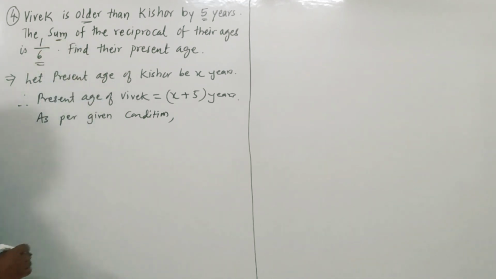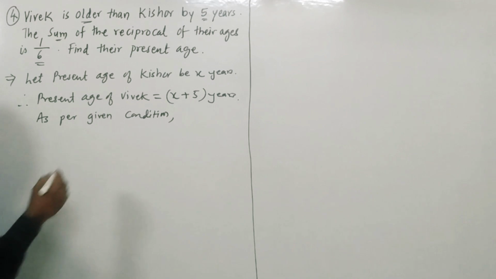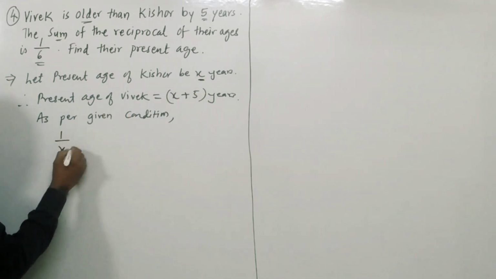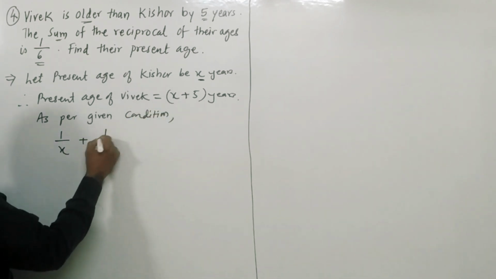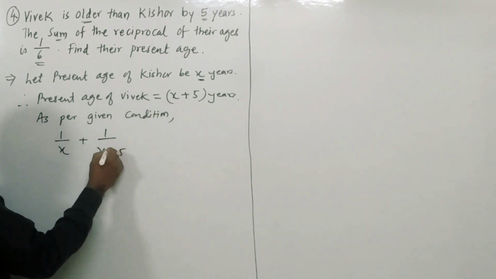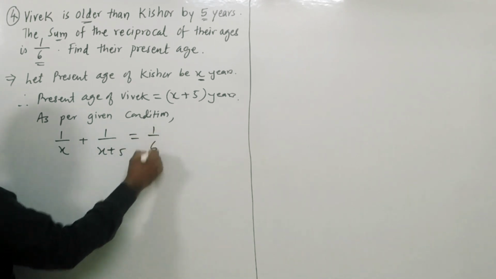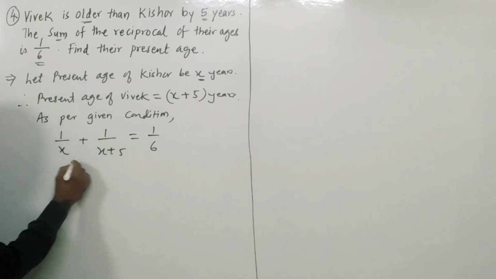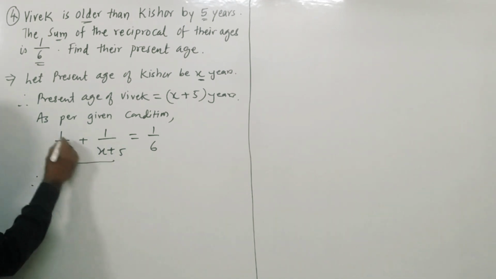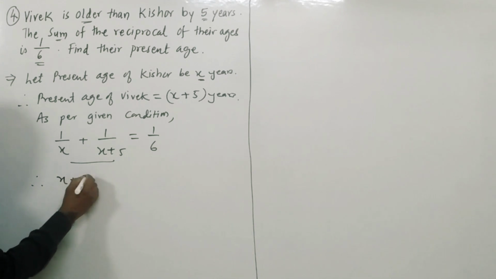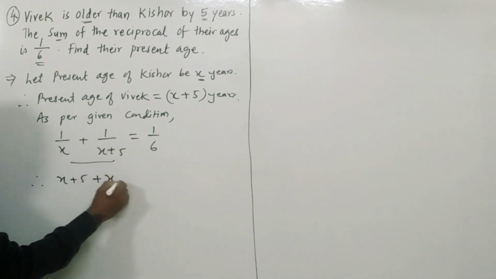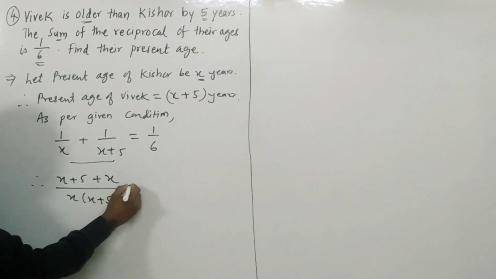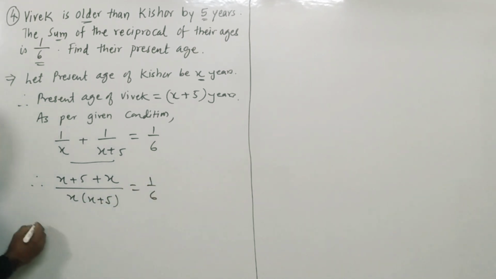sum of the reciprocal of the ages is 1 upon 6. So, reciprocal of age of Kishore x is 1 upon x, plus Vivek's age x plus 5, reciprocal is 1 upon x plus 5. Sum is equal to 1 upon 6. Now, we have to simplify this equation. Cross multiply, left hand side cross multiply. Therefore, 1 into x plus 5 is x plus 5, and 1 into x is x, divided by x into x plus 5 is equal to 1 upon 6.